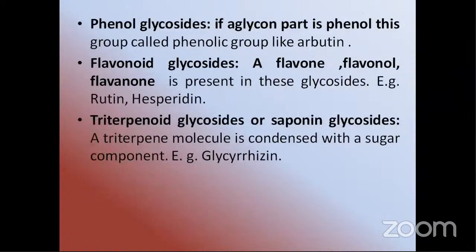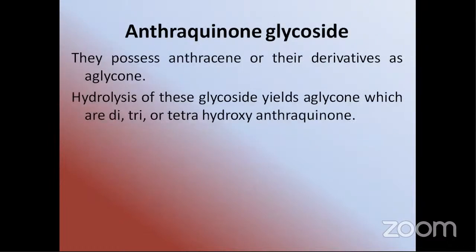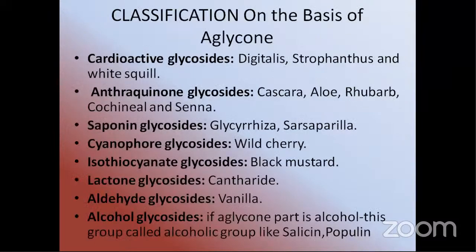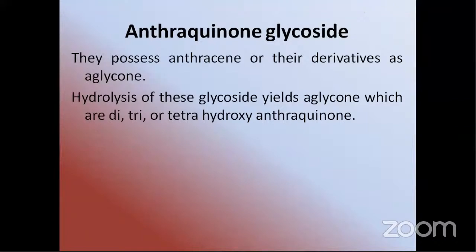Next, we'll discuss anthraquinone glycosides, containing the aloe and senna, and the cyanogenetic glycoside, the bitter almond. Anthraquinone glycosides are glycosides containing anthracene derivatives. Hydrolysis of these glycosides can yield aglycones, which are mainly di-, tri-, or tetrahydroxyanthraquinones in nature.